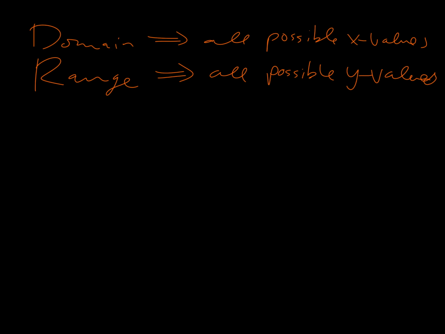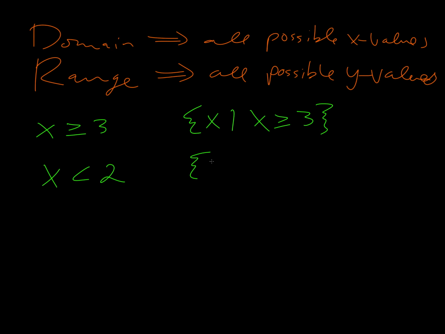Now, IB prefers set notation, and so I'm just going to show you a couple examples. So interval notation looks like that. Now in set notation, it's not too bad, but it's all x's such that x is greater than or equal to 3. Now, if we had something like x is less than 2, it'd be the set containing all x's such that x is less than 2. Okay. Hopefully that's not too bad.